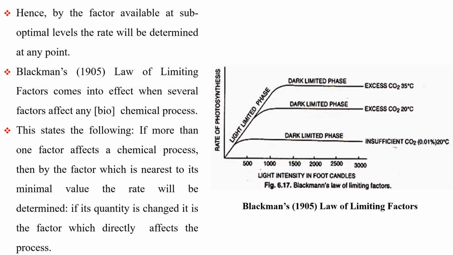Blackman's law of limiting factors comes into effect when several factors affect any chemical process. This states the following: if more than one factor affects a chemical process, then the rate will be determined by the factor which is nearest to its minimal value. It is the factor which directly affects the process if its quantity is changed.